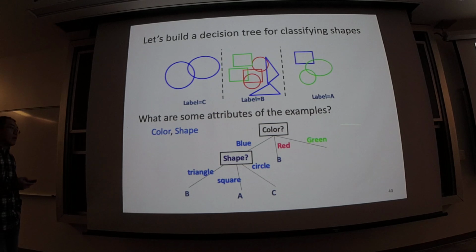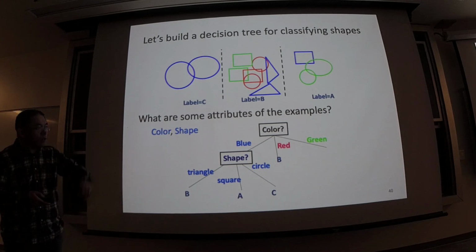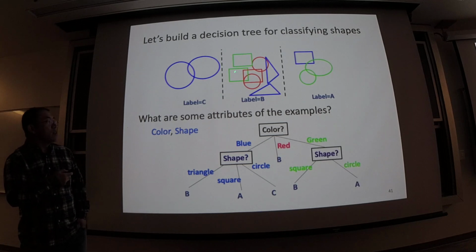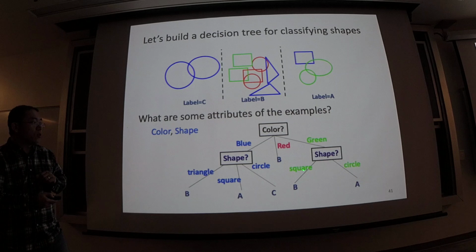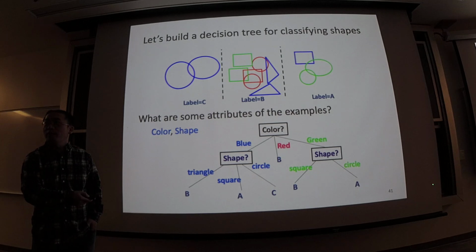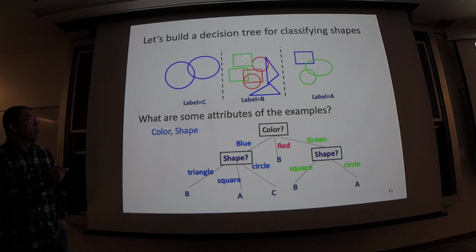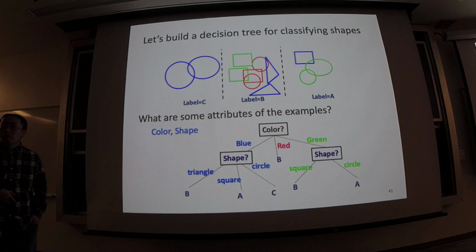And similarly, we can partition the green instances according to their shapes as well, right? So we found that all the green instances only have 2 shapes, circle or square, right? If the green instances are circles, they have the same label A, so stop here and assign a label A as a leaf, right? And if the green instances are squares, they have the unique label B, so stop here. So now we finish the construction of our decision tree.